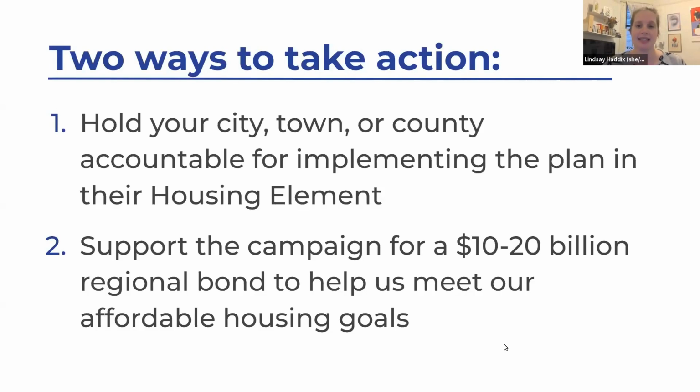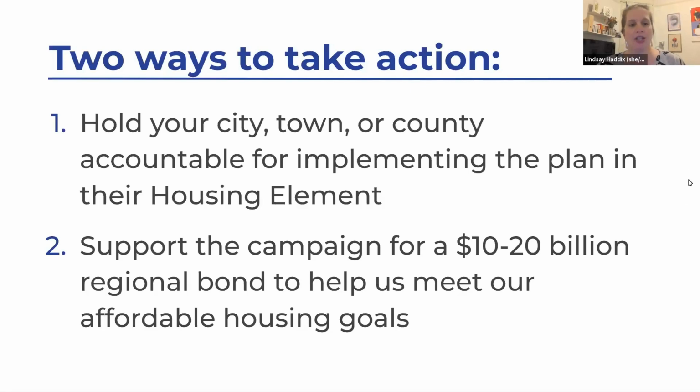And then secondly, as Aaron mentioned, these affordable housing goals are really huge and they're really important to help pull us out of the affordable housing crisis that we've been experiencing in the Bay and across the state. And luckily, there is an amazing solution for this. There is a campaign going on right now to support a 10 to 20 billion, that's billion with a B, regional bond that would fund affordable housing development in the 9-county Bay Area and help all of those jurisdictions, towns, cities, and counties meet their affordable housing goals.